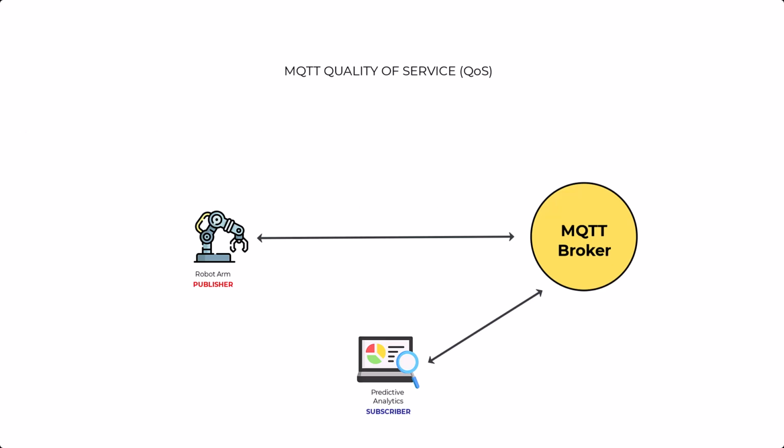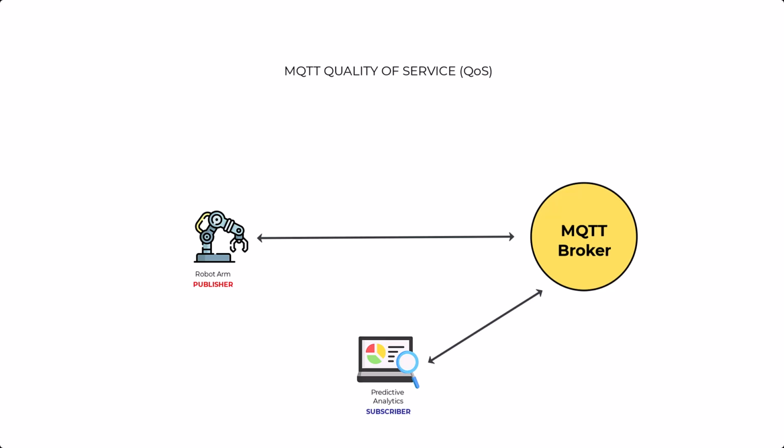Now, as mentioned earlier, quality of service levels in MQTT define the relationships between a publisher and the broker, as well as between the broker and the subscriber. So in your MQTT solution, different QoS levels can be utilized by various publishers and subscribers based on their specific requirements. Additionally, a message published with one QoS level can be consumed with a different QoS level.